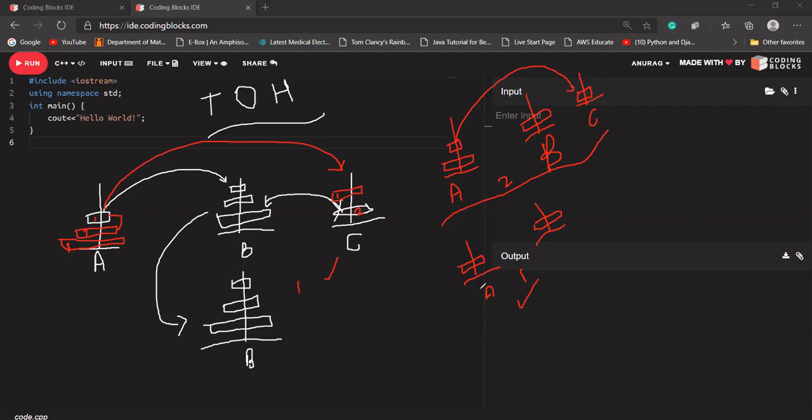So for one disk we'll design a base case, and for n, what operation do I have to perform? First I have to move n minus 1 disks. Let's say there are n disks in A, I have to move the n minus 1 disks from A to C, using B.